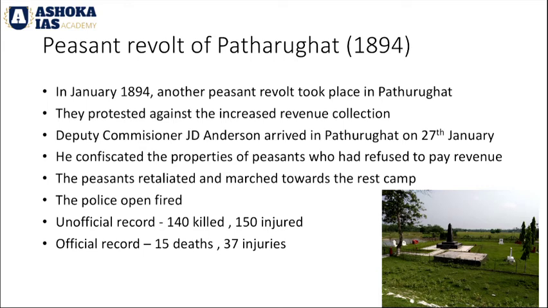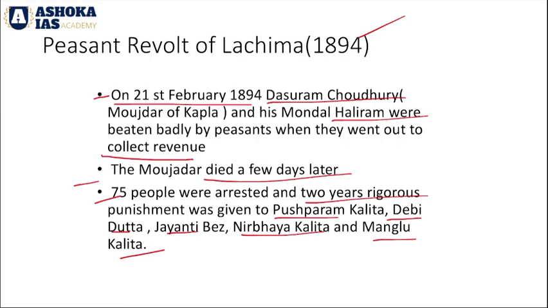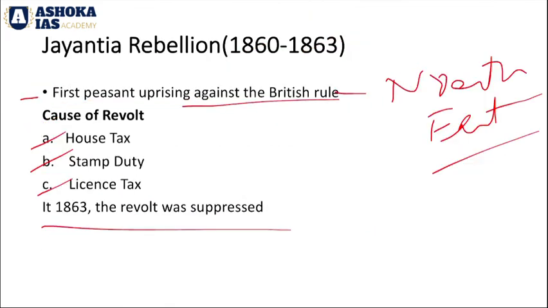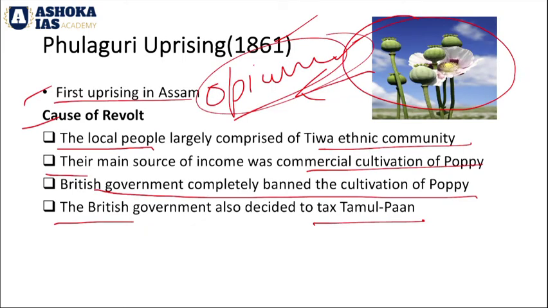Now, these are the most important peasant revolts that we have to focus upon from the prelims point of view. However, what are the things that we have to focus more on? In each of the revolts, you have to remember the timeline. When exactly did it take place? Those things are not so important. The causes of the revolts are not so important. From Jaintia rebellion, Fulogiri uprising, the cause is important, the opium cause is important, and the year is important.